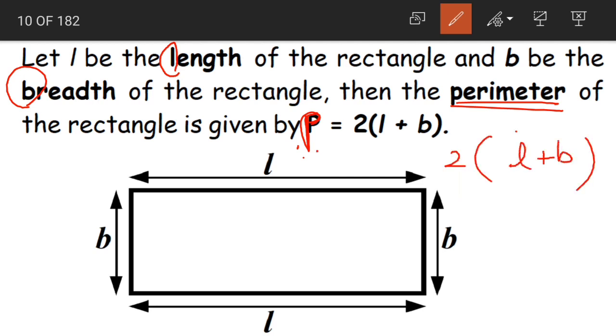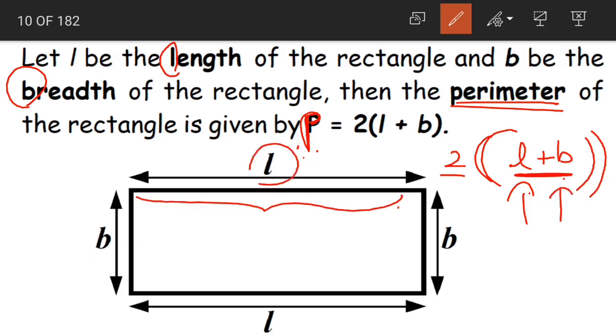L plus B. Here brackets also represent multiplication, children. Brackets mean multiplication. Now 2 into L plus B. What is L? L is the length and B is the breadth. See, this is the longer side, so that is our length. This is the shorter side, so it is our breadth.